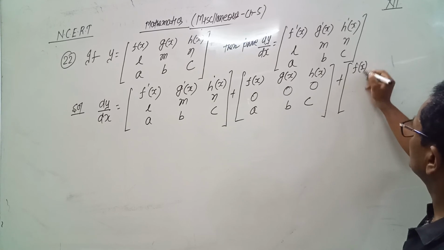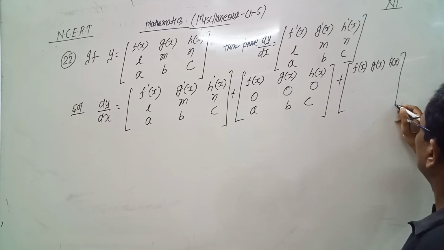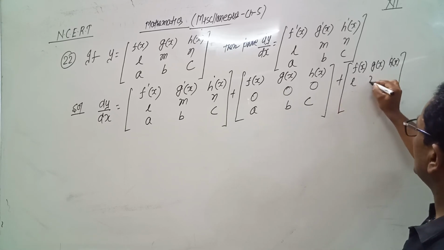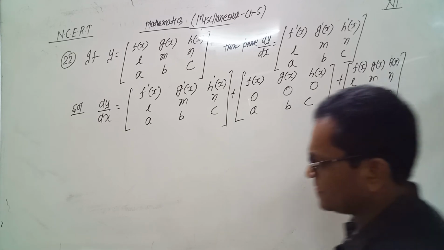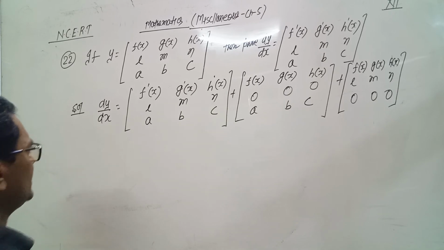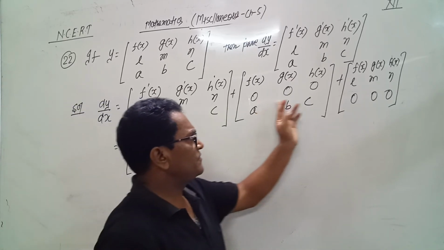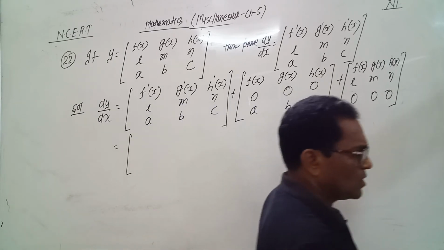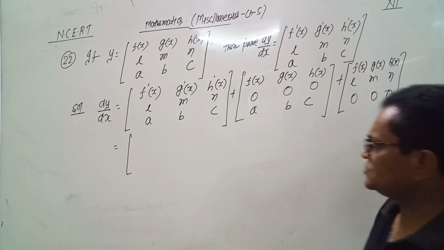So f(x), g(x), h(x) as it is. The second row would also be written as it is, and differentiate the third row. A, B, C are constant quantities, so their differentiation will be 0. Now we know the property of determinant: if any row or any column is 0, then its complete value will become 0.